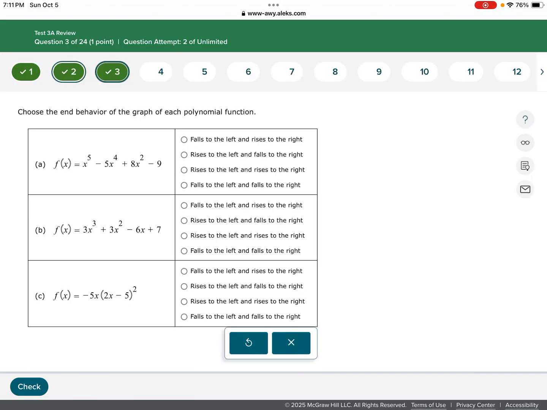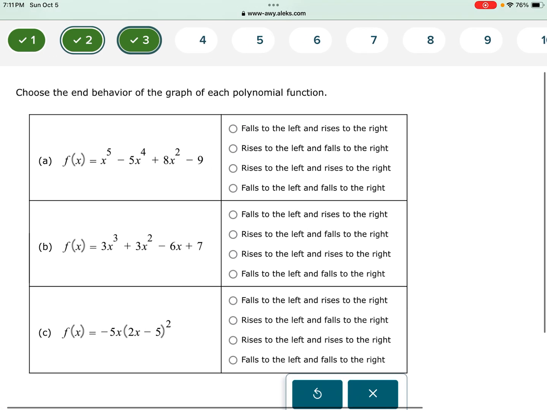Okay, so for A, we have a positive leading coefficient. That means it has to fall on the left, rise on the right, or vice versa. And then because it's an odd degree, that means it's going to fall on the left and rise on the right. Okay, for B, we have the same situation. So B and A are actually going to be the same, because we have a positive leading coefficient, which is the 3 out in front. We have an odd degree, which is the 3 for the power. So fall on the left, and it has to rise on the right.